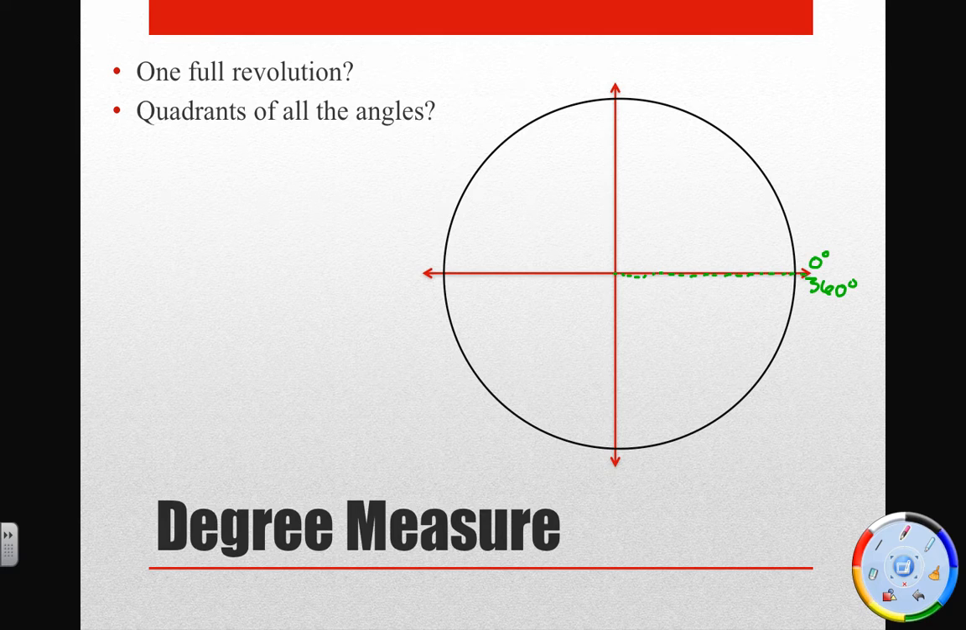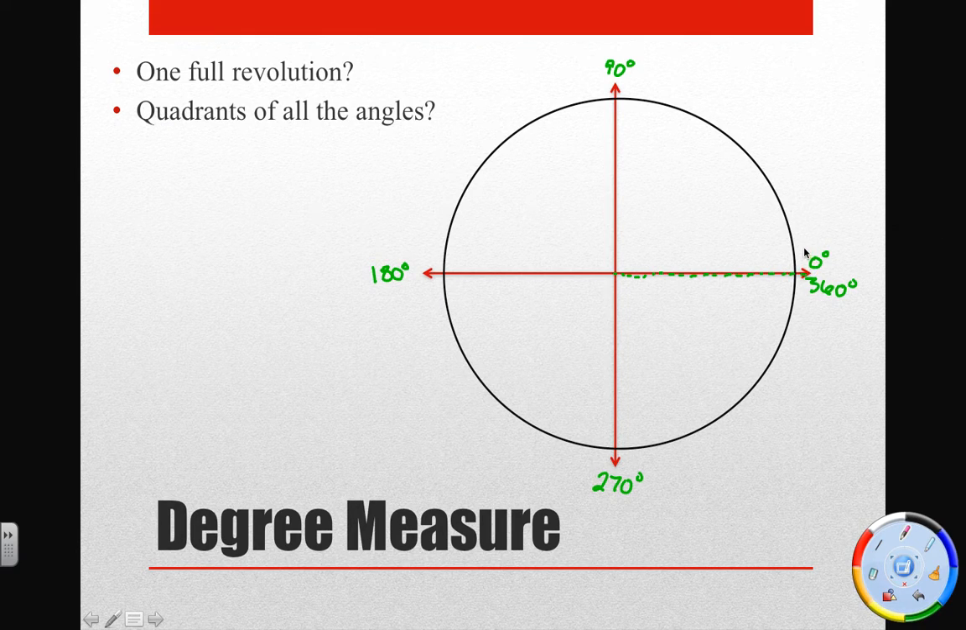I'm going to answer this question in a slightly different manner here. If I was to go halfway around the circle, that would be 180 degrees. A quarter of the way around the circle is 90 degrees, and 3/4 of the way around the circle would be 270 degrees. So quarter revolution, half revolution, and 3/4 revolution are actually called quadrantal angles because they're on the line. And what we're really looking at for this question is the quadrants of all the angles.